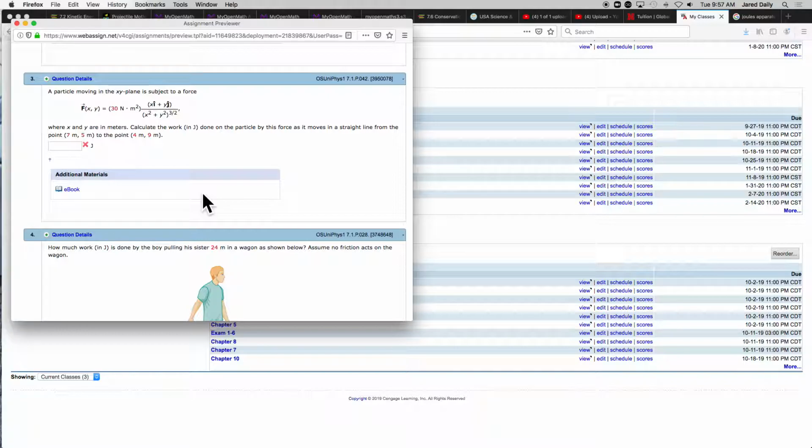So do I need to solve for y? Like, I get y in terms of x? So that is part of the problem. That is part of the problem that you'll have to do.